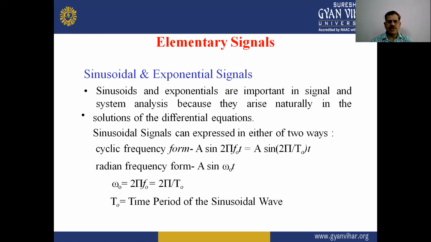A sinusoidal signal can be expressed in either of two ways. Cyclic frequency form: x(t) equal to A sin 2 pi f naught t, or equal to A sin 2 pi upon T naught into t. Radian frequency form: A sin omega naught t, where omega naught equal to 2 pi f naught or 2 pi upon T naught, where T naught is the time period of the sinusoidal wave.